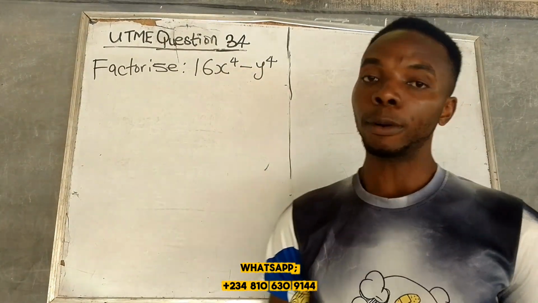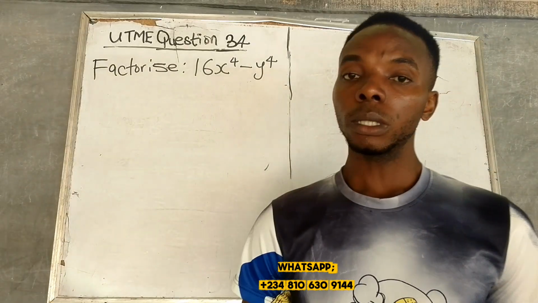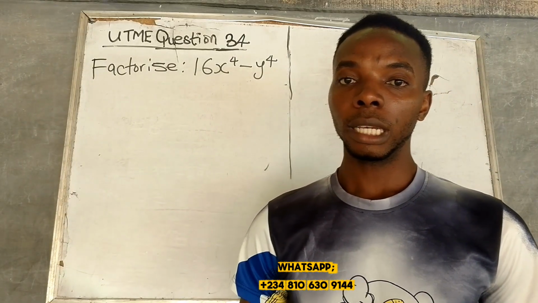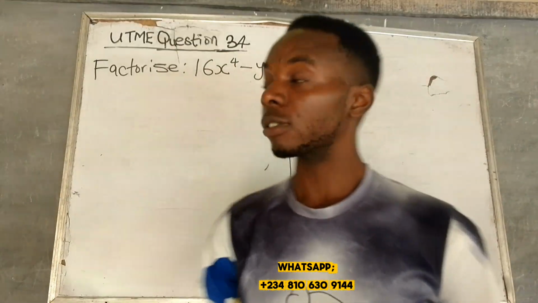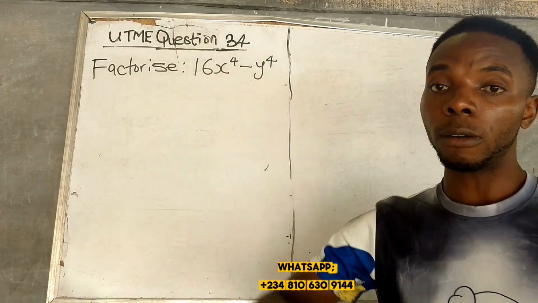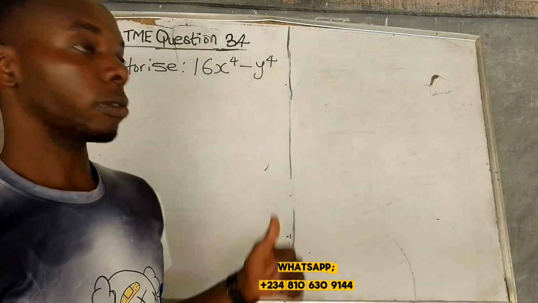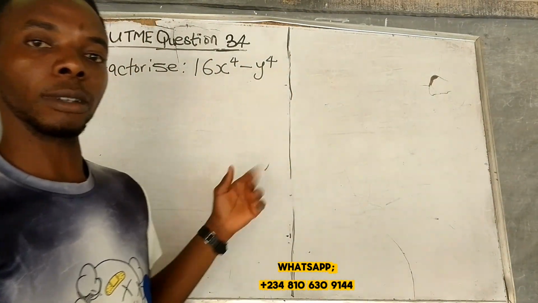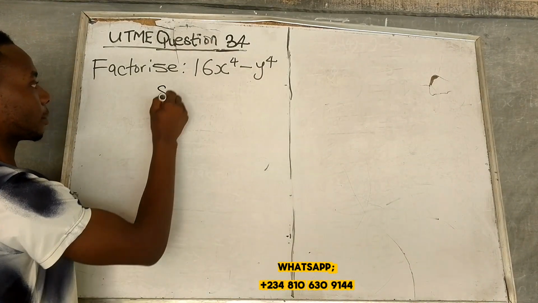This is number 34 in our UTME questions. Now, this has to do with factorization in polynomial. Here you are asked to factorize 16x raised to the power of 4 minus y raised to the power of 4. If you look at this question critically, you find out that it looks like a difference of squares, right?